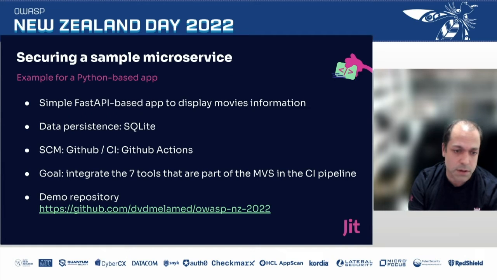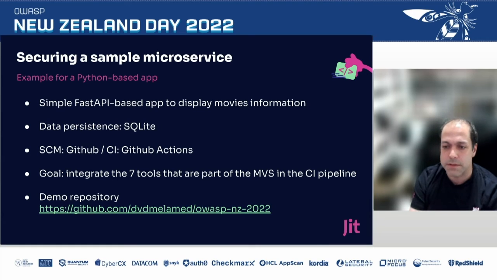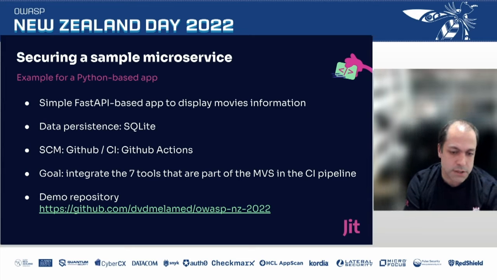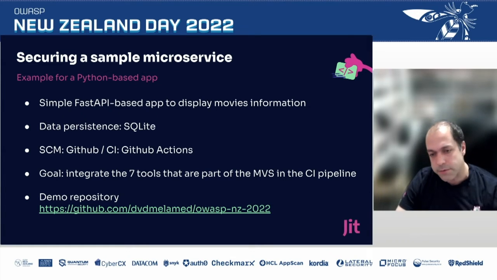I'm using GitHub to host the code, and GitHub Actions as the CI/CD pipeline. The goal here is to show you how to add seven different tools that are part of this MVS, this minimum viable security, into the CI pipeline. What I will show you right now is actually available in the public repo. I will open this. I think it's already opened. So this is the URL of the repo and the application. You can definitely play with it, fork it, and change everything there if you want to replicate this for your own application.